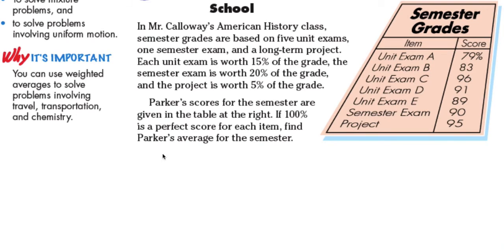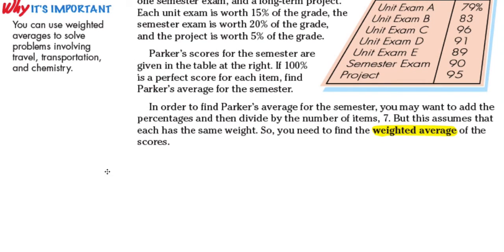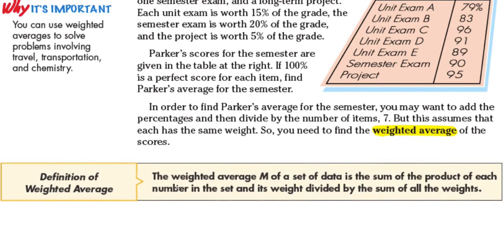In order to find Parker's average for the semester, you may want to add the percentages and then divide the number by the items, which is 7. But this assumes that each has the same weight. So in this case, you need to find the weighted average of the scores. Before we do that, let's define weighted average. The weighted average M of a set of data is the sum of the product of each number in the set and its weight divided by the sum of all its weights.